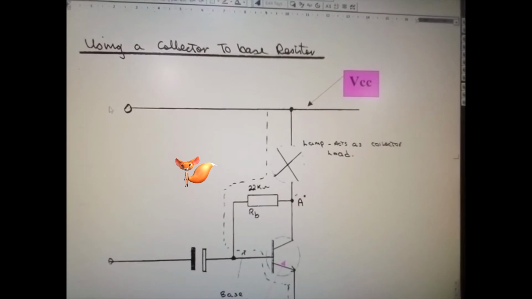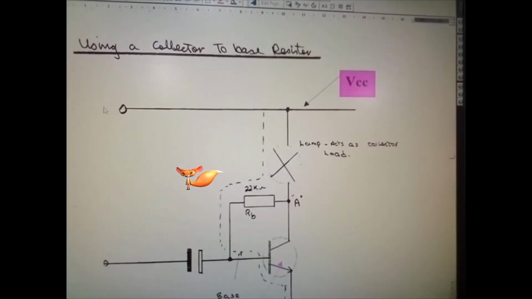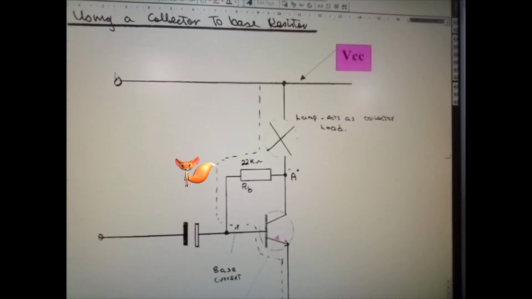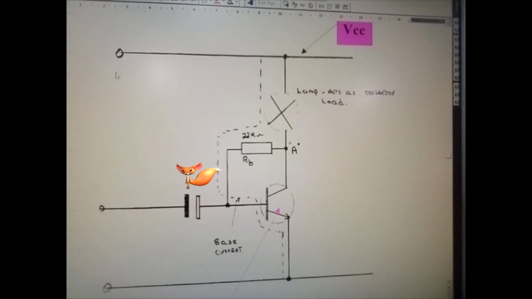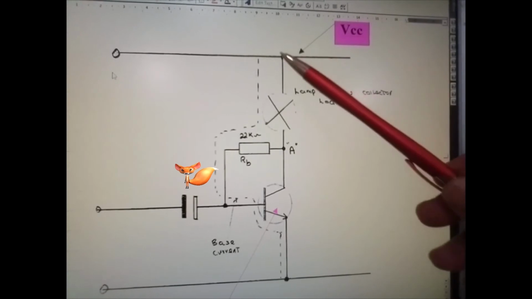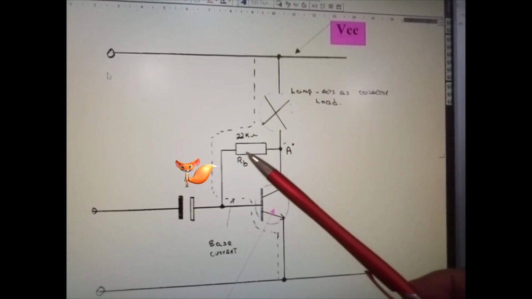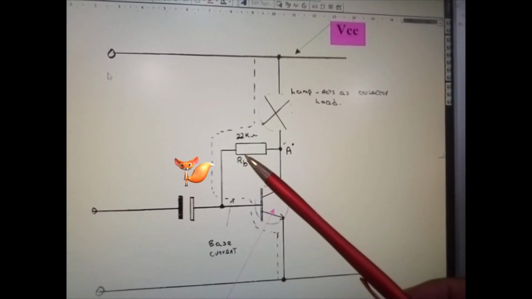And here, what I'm now going to look at is using a collector to base resistor. Now here's our VCC supply rail. Okay. Collector to base resistor. This is your collector to base resistor.